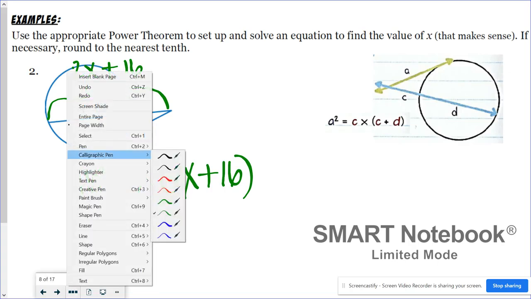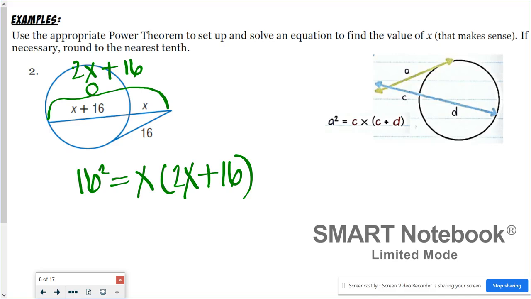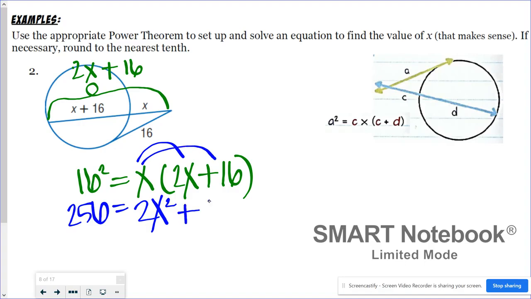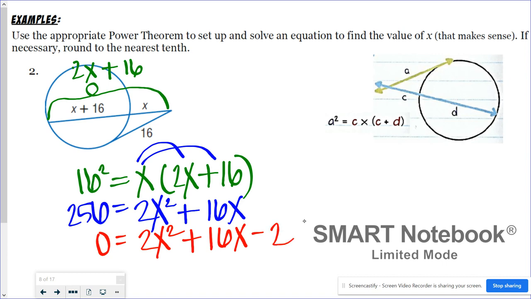So I am going to need to expand this. All right. Obviously I'm going to have to do the 16 squared part, so that's 256. And then I need to distribute. So x times 2x is 2x squared, and x times 16 is 16x. And then because this is a quadratic equation, I have to get it equal to 0. So I'm going to subtract 256 from both sides. So I have 0 equals 2x squared plus 16x minus 256.